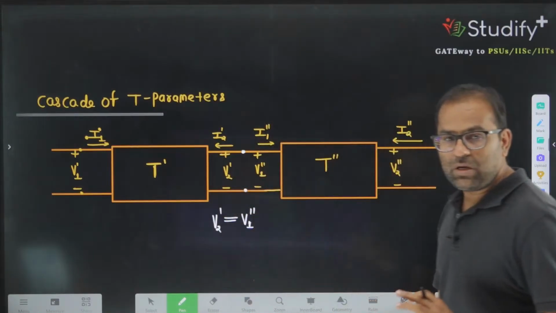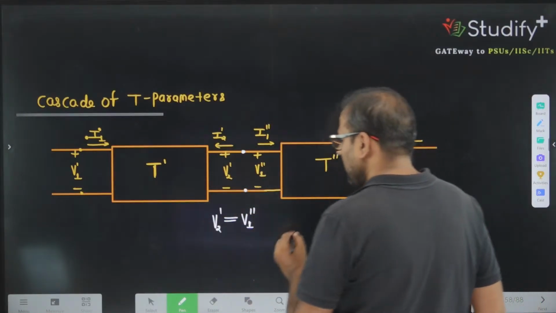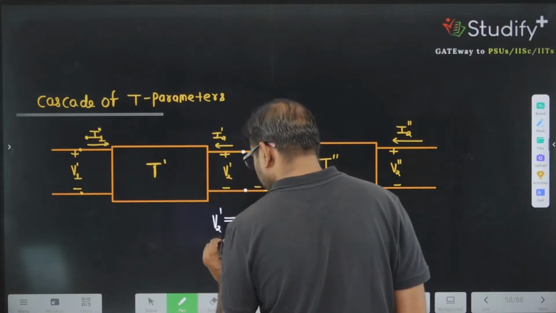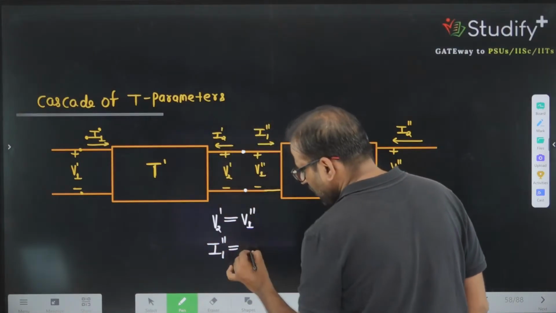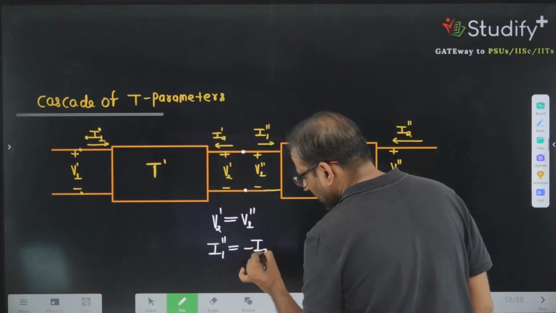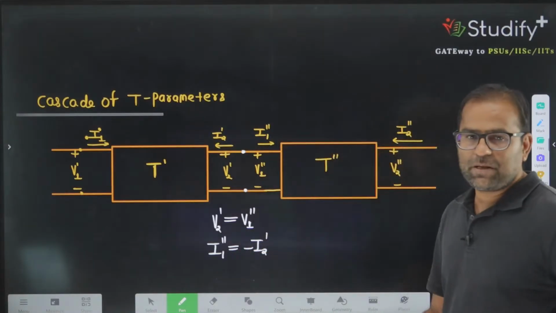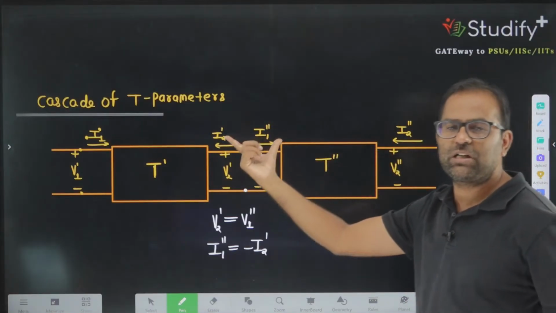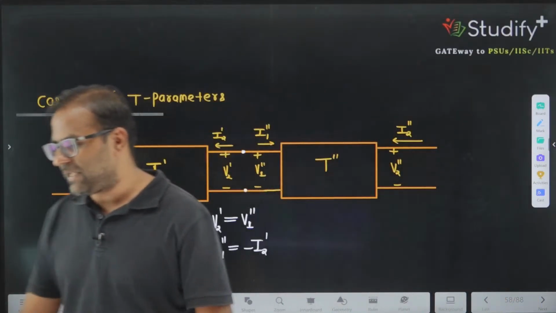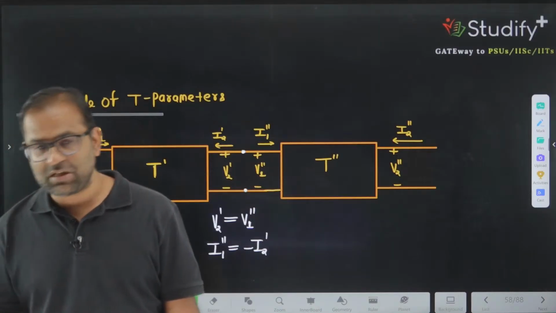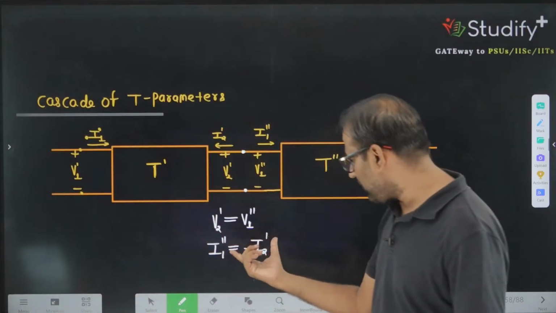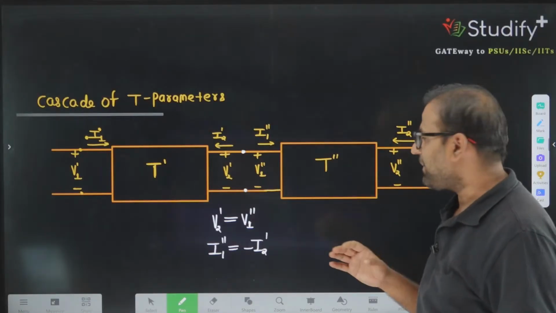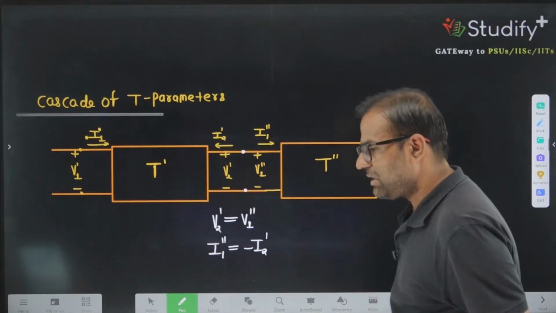What else can we say? We can say that I1 double prime is equivalent to minus of I2 prime. Why can I say this? I can say this because this represents the current in the same branch but in the opposite direction. So current in the same branch must be the same, and if it is going in the opposite direction, you have the negative sign. Correct?